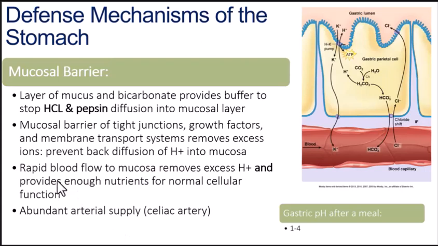The mucous membrane also has rapid blood flow, and this rapid blood flow is going to provide all the nutrients and oxygen that it needs for survival, but it also helps remove any excess hydrogen ions that, if they accumulate, can make the stomach too acidic. What we can see in this image here is a parietal cell, and we have chloride and hydrogen that will be brought into the gastric lumen to form the hydrochloric acid that we need for normal functions, but we also need to make sure that it doesn't accumulate too much and make the stomach too acidic.